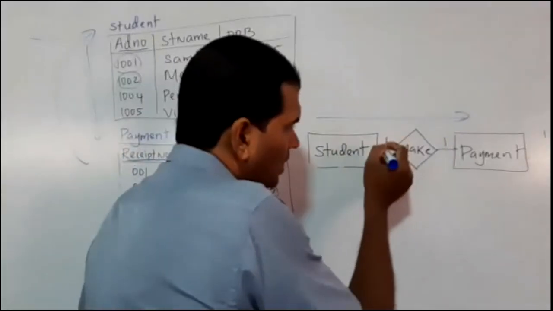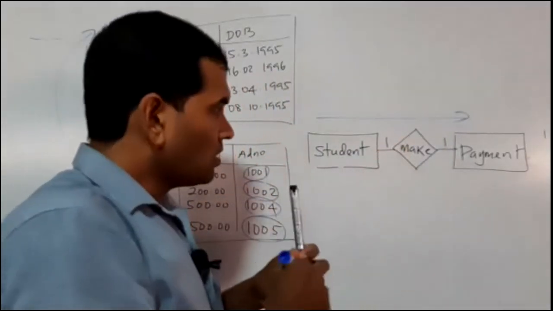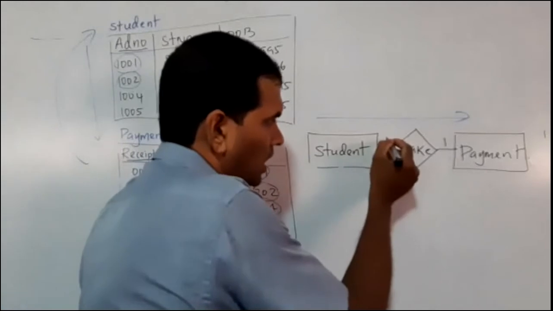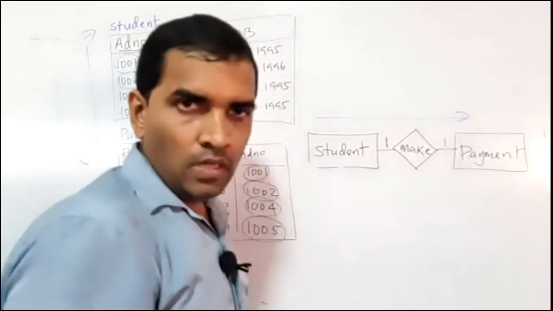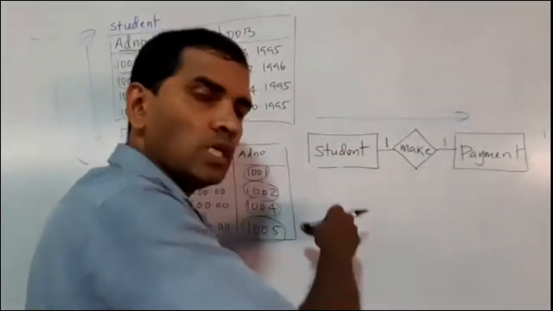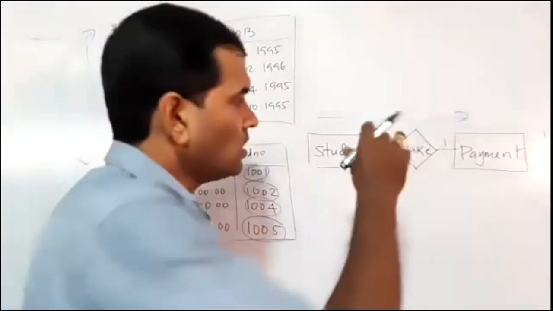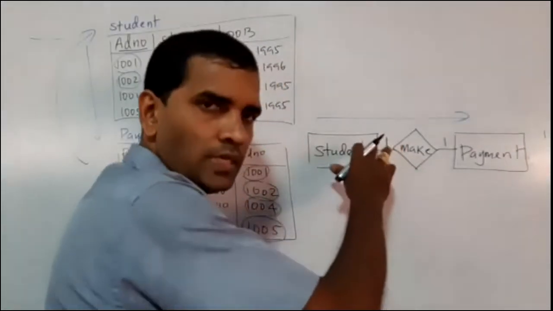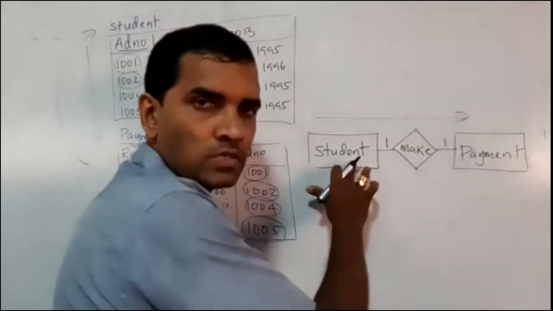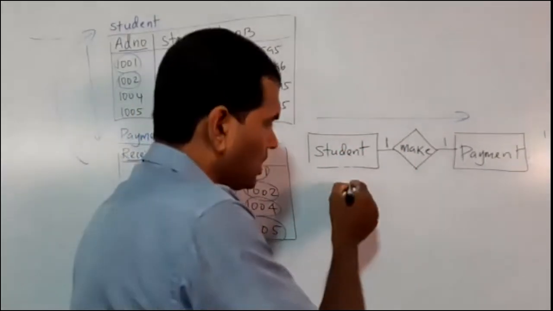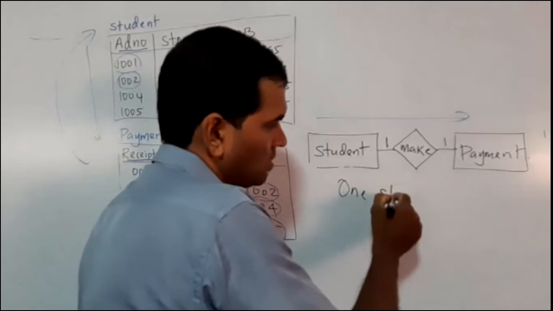So here, in student table, I have one, right? I already told you that student table has students. So one here means one student. One student. So I can write one student.